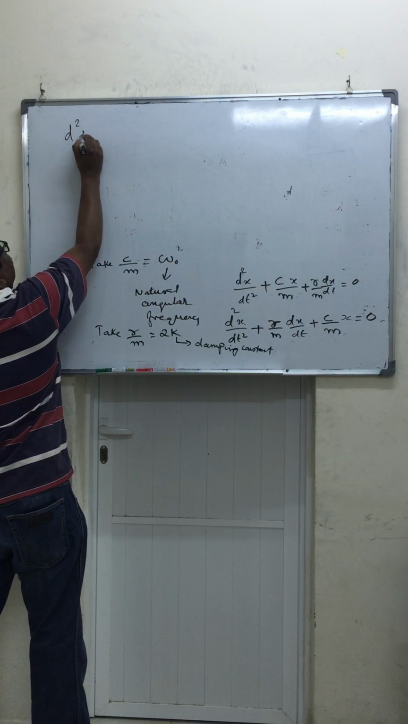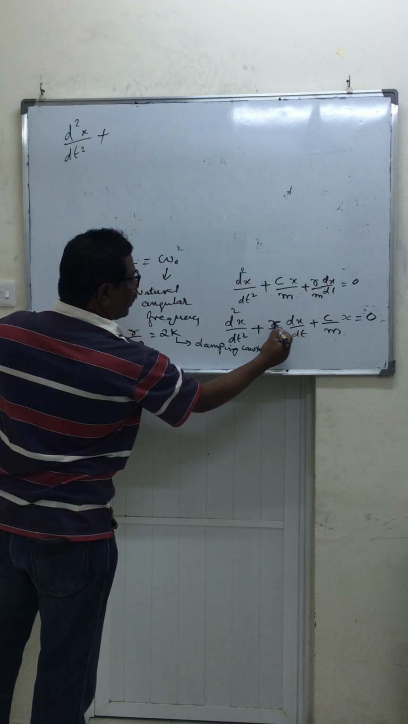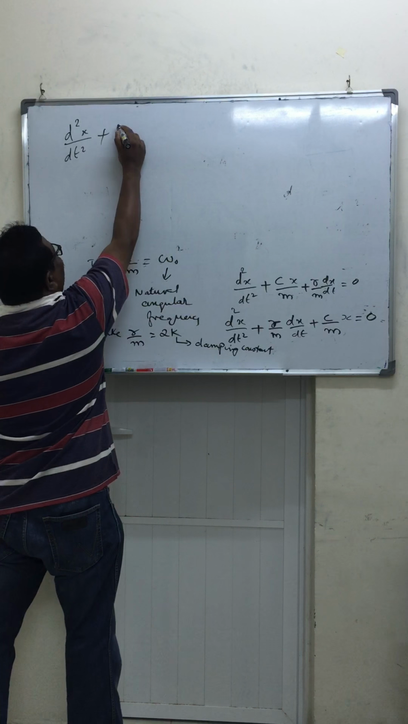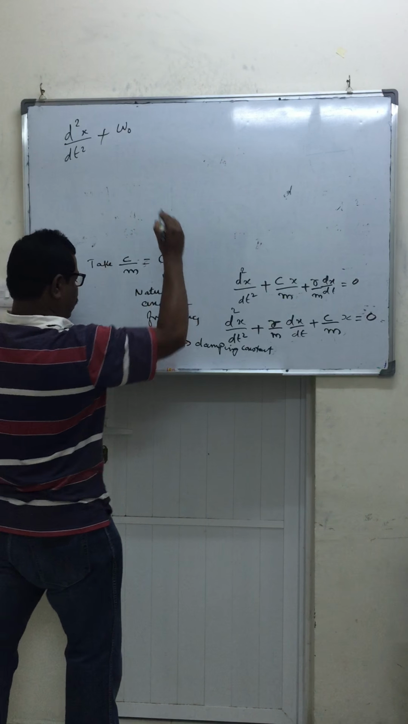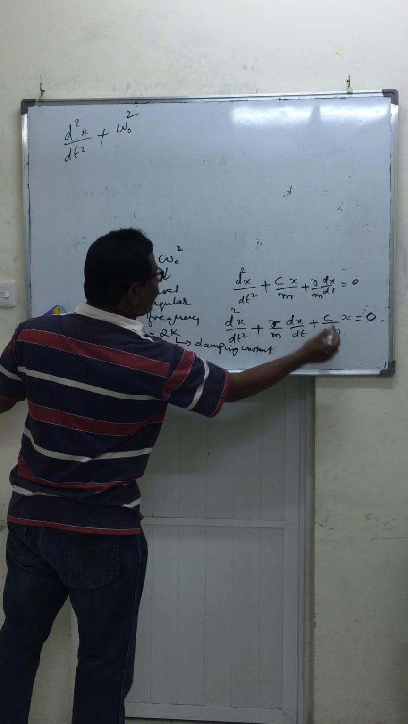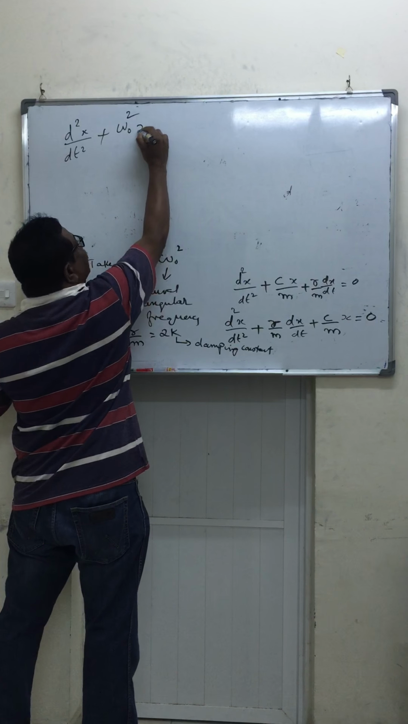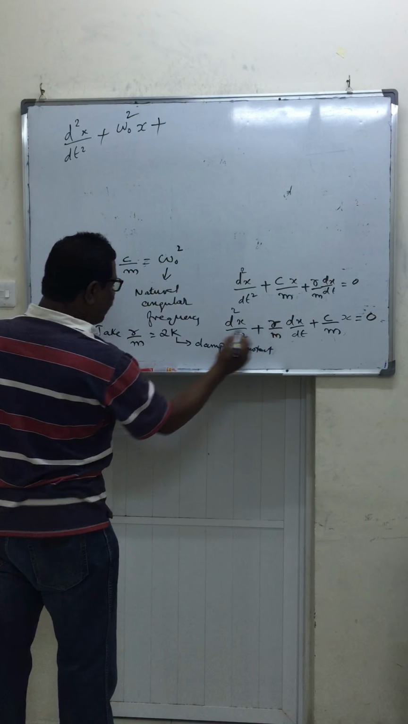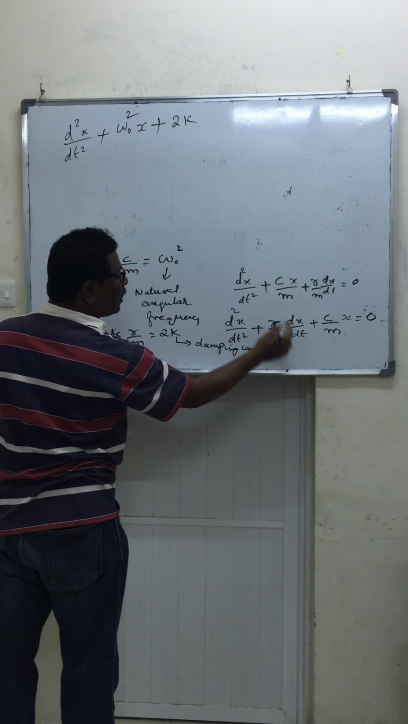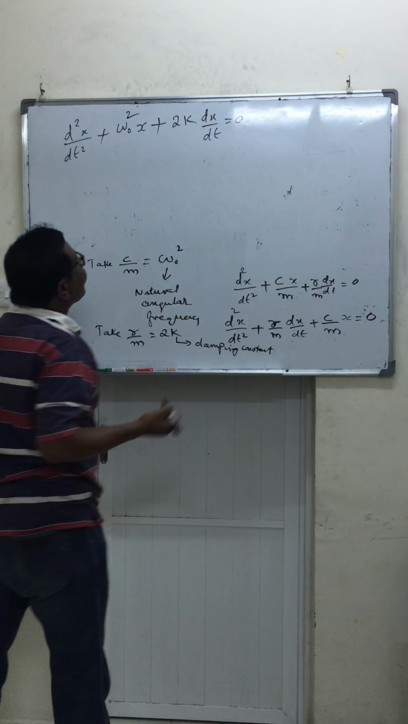d square x by dt square plus, instead of c by m, what is c by m? Omega naught square. So I can write omega naught square x plus, instead of gamma by m, what can I write? 2k. The rest is dx by dt, which is equal to 0.